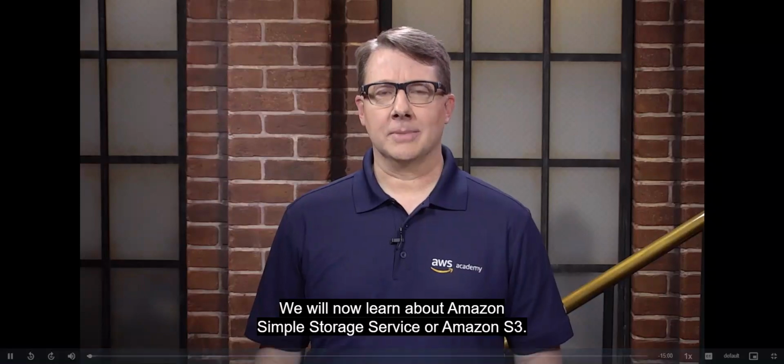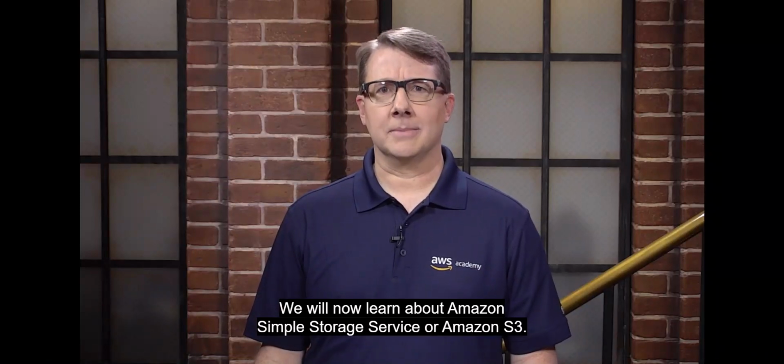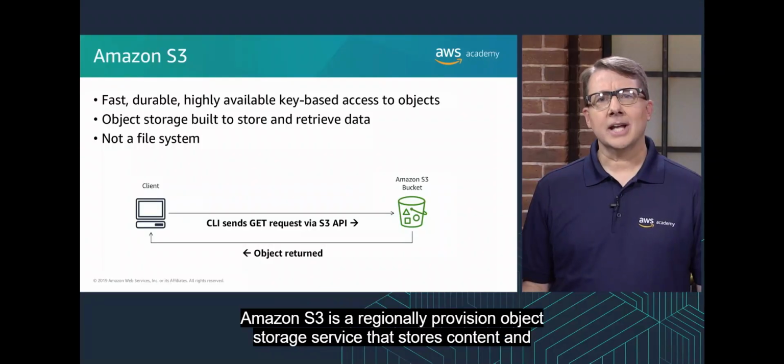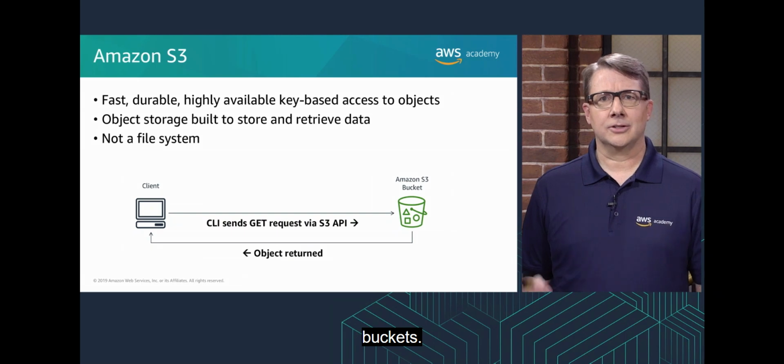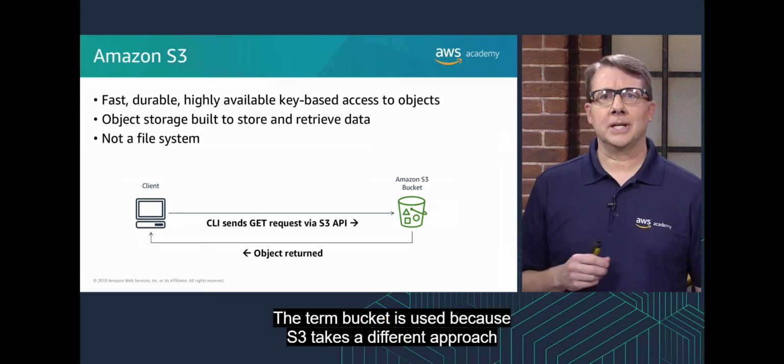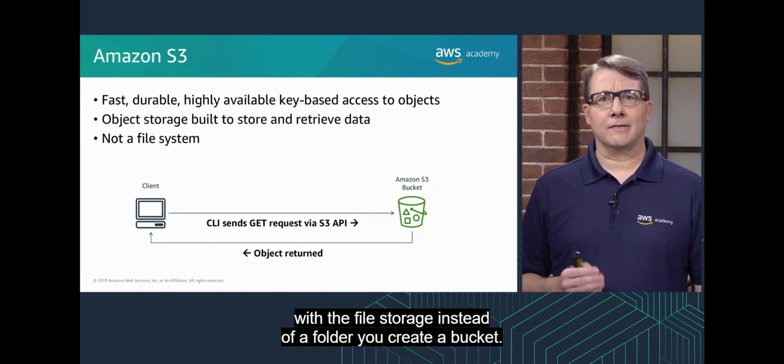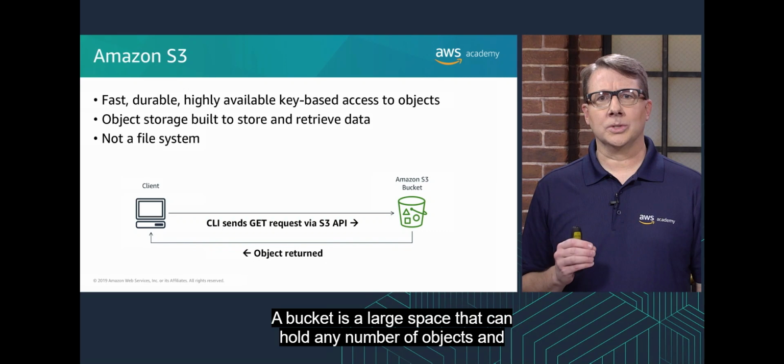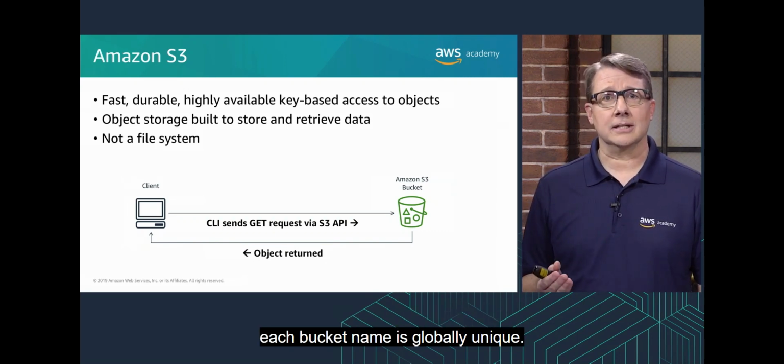We'll now learn about Amazon Simple Storage Service, or Amazon S3. Amazon S3 is a regionally provisioned object storage service that stores content in buckets. The term bucket is used because S3 takes a different approach with the file storage. Instead of a folder, you create a bucket. A bucket is a large space that can hold any number of objects, and each bucket name is globally unique.